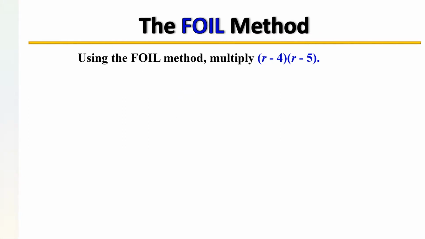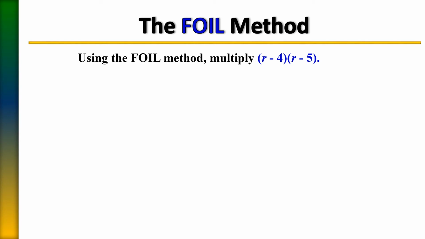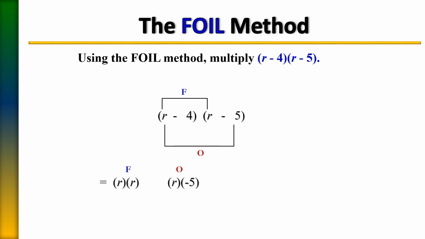Let's do another example using the FOIL method. So we have r minus 4 times r minus 5. We're going to use FOIL, which stands for multiply the first terms together, then the outer terms, next inner terms, and then the last terms. Let's see what we have here. We have r squared minus 5r minus 4r. A negative and a negative is a positive, so that's plus 20.